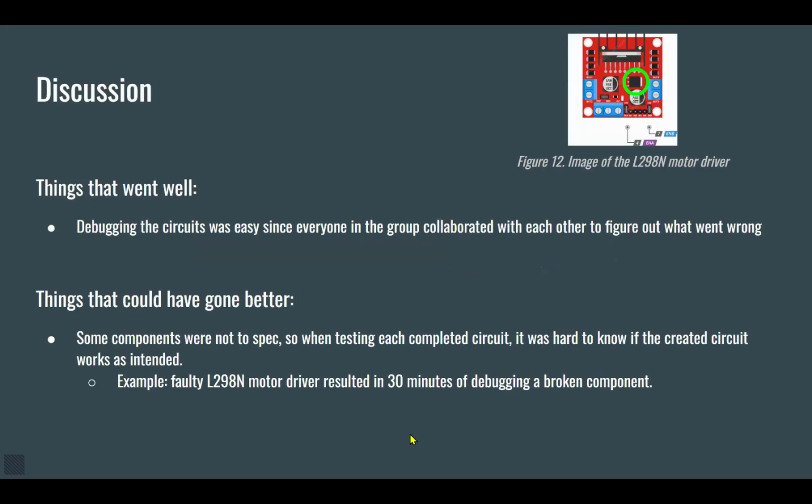One thing that went well was that when a circuit wasn't working, everyone in the group worked together to debug it. With more people trying to debug the circuit, the issues that arise can be resolved quickly. One thing that could have gone better was using non-faulty components. One of the L298N motor drivers was faulty. This was not realized quickly, and the time was wasted trying to debug something that couldn't be fixed. The component circled in green has a hole in it, which caused the circuit to function not as intended.